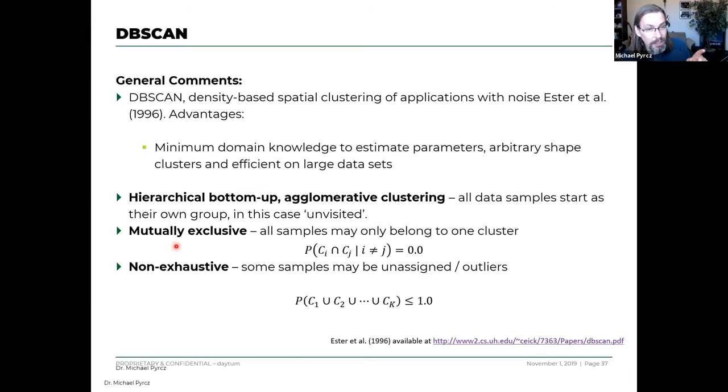Mutually exclusive. Do you remember what we said about k-means clustering? You can only belong to one group. Okay, we still do that, but it's no longer exhaustive, non-exhaustive. Some samples can be left unassigned or be deemed an outlier. Now that's pretty cool, because now we're doing clustering and outlier detection in a high dimensionality, complicated multivariate space. Okay, so that's pretty powerful stuff.